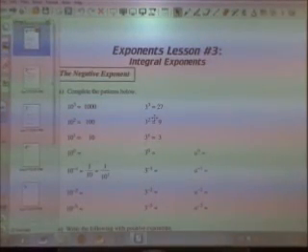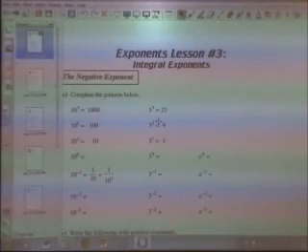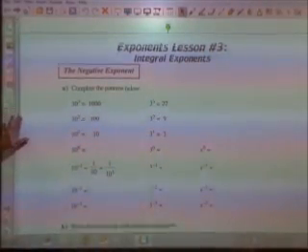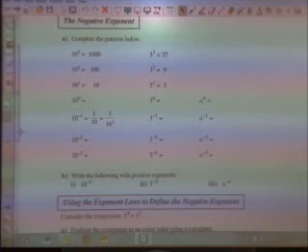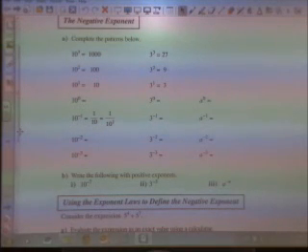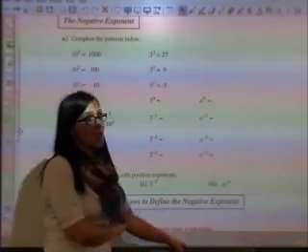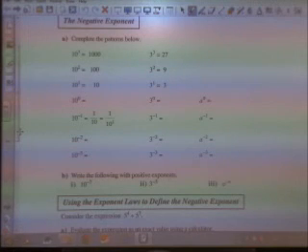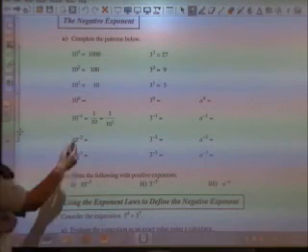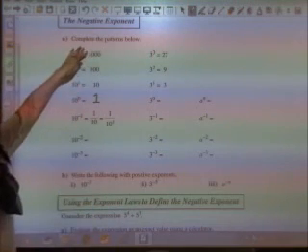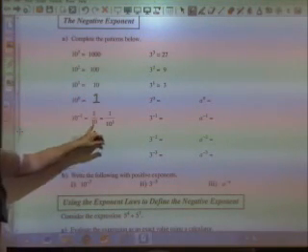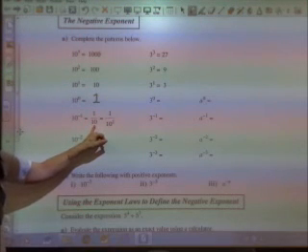Okay, I just want to take a look at lesson 3 and look at some of the patterns that we can develop. So if you look at the tens pattern, 10 to the power of 3 is 1,000, 10 to the power of 2 is 100, 10 to the power of 1 is 10, 10 to the power of 0 is 1. We did that the other day. Because as I move down this line, I keep dividing by tens.